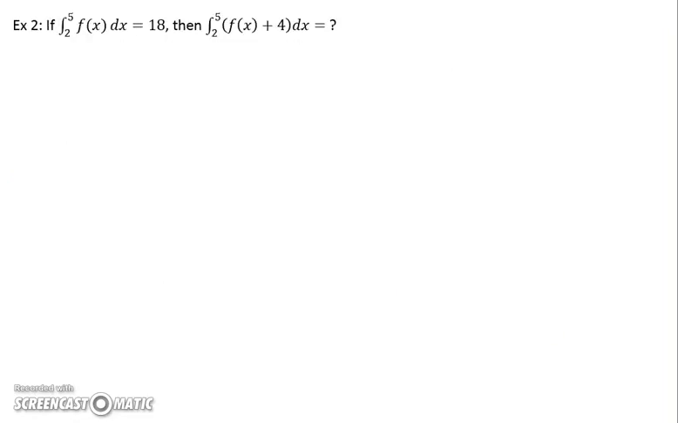It says if the integral from 2 to 5 of f of x dx equals 18, then what is the integral from 2 to 5 of f of x plus 4 dx? Now, we don't know what f of x is. We can't graph it, so we don't know what the graph of f of x plus 4 looks like. But what we do know is that that integral is the same thing as the integral from 2 to 5 of f of x dx plus the integral from 2 to 5 of 4 dx.